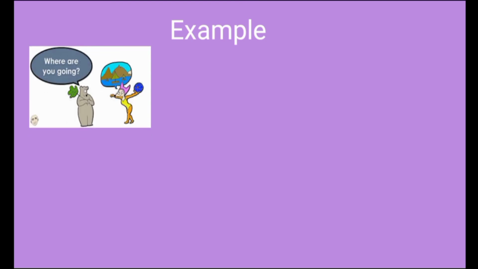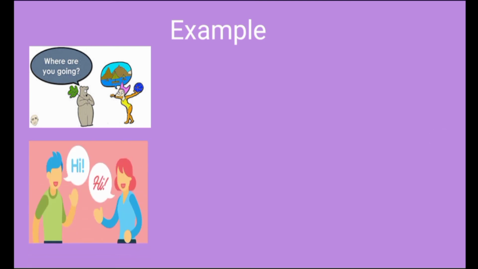The example of phatic utterance. Well, okay, look at the picture. In the picture, there are two people, and the first speaker asks, "Where are you going?" Yeah, it is a kind of phatic utterance. And look at the second picture. There are two persons, and they say hi to each other.